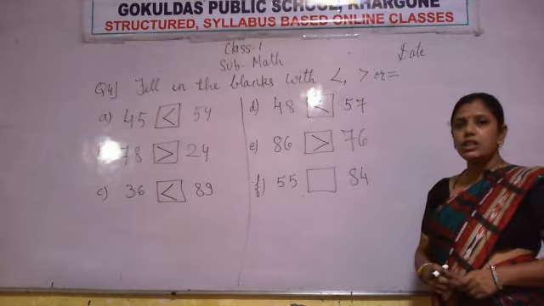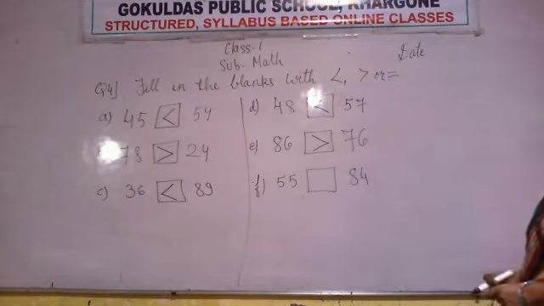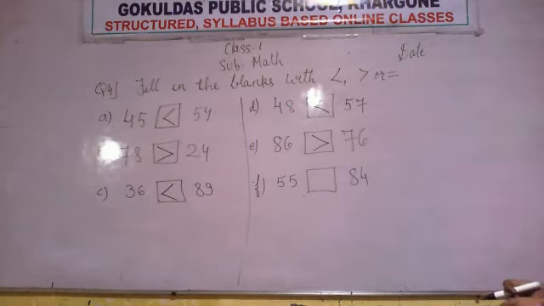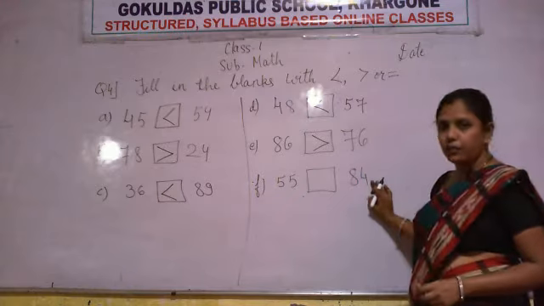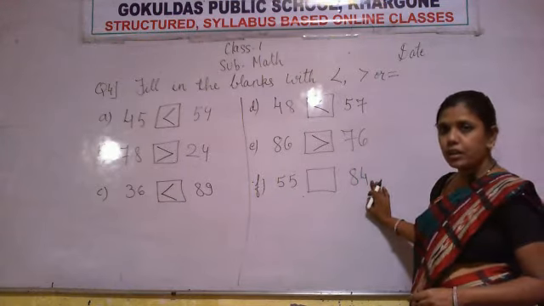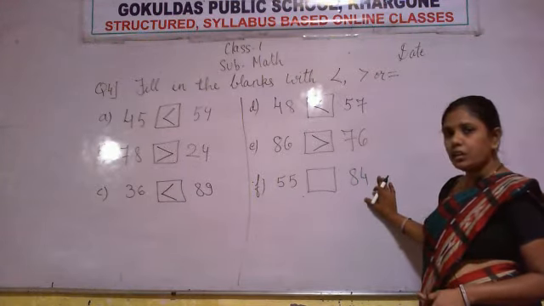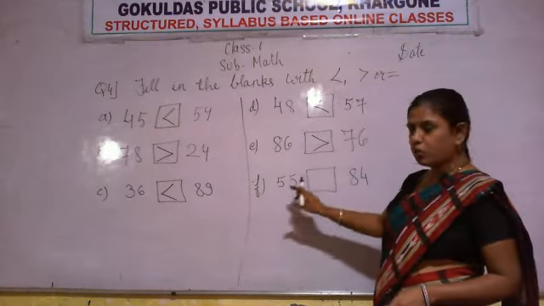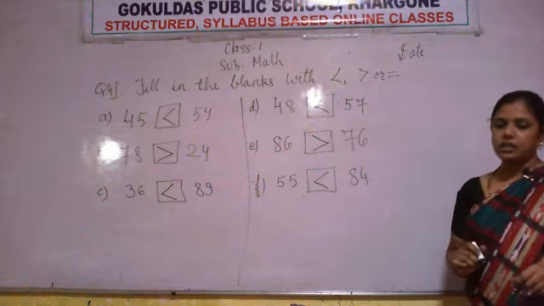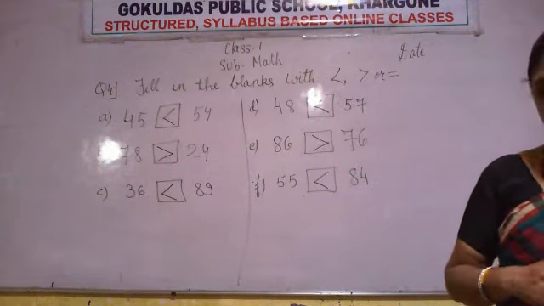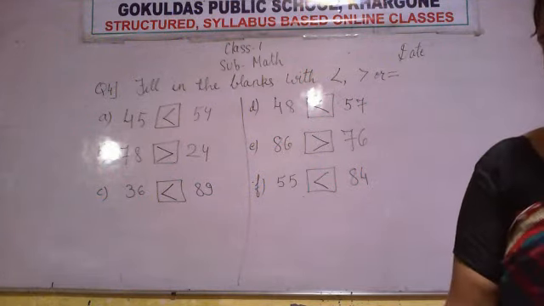Now the last question, F. See what are the numbers given there? 55 and 84. So which number is bigger? 84 is bigger and this is a smaller number. So the sign of less than. Copy it fast. Then I will give you some extra questions to do yourself.